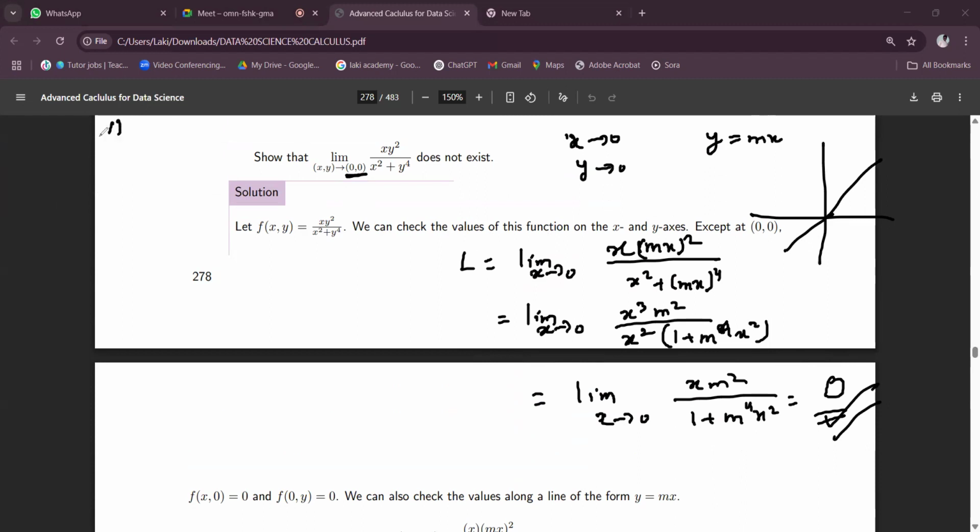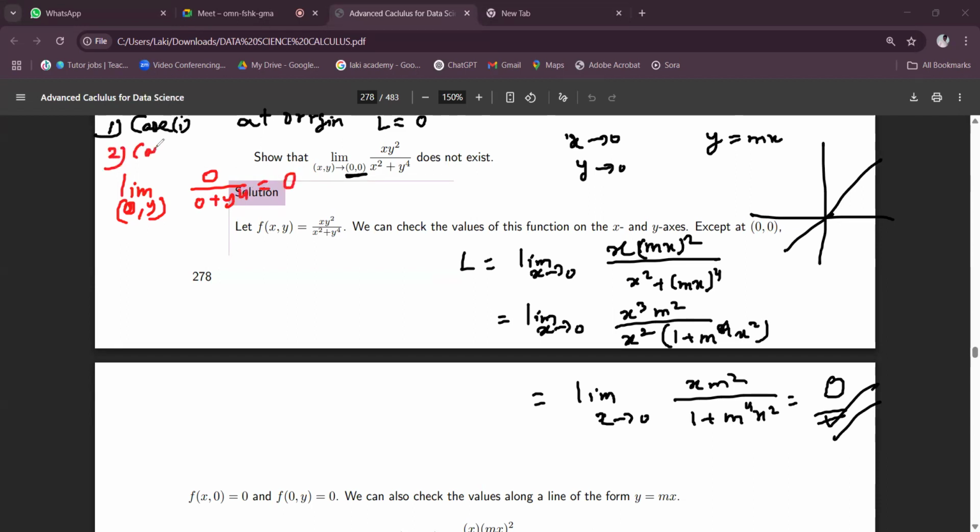Now let's suppose, this is the first case. Case number 1 is what? At the origin, L is 0. You are getting 0, right? Now, when you are finding a two-variable limit, you can also find it this way. Put x equal to 0, y as it is. So here you will get 0 upon 0 plus y^4, so 0.